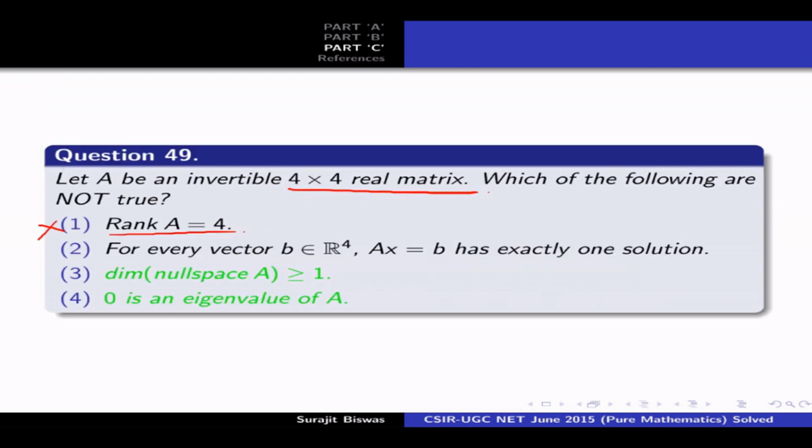The next option, for every vector B in R4, Ax equal to B has exactly one solution. This is also a correct statement, and therefore it is not a correct option to choose.